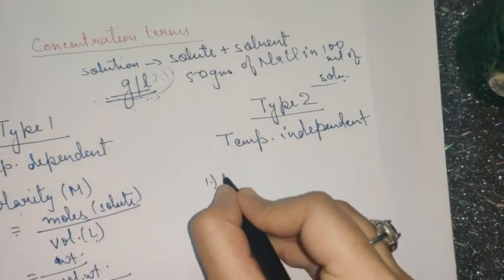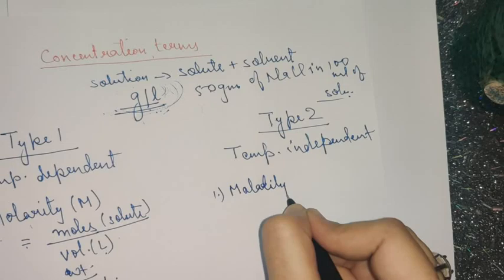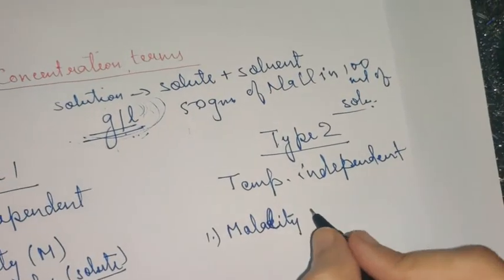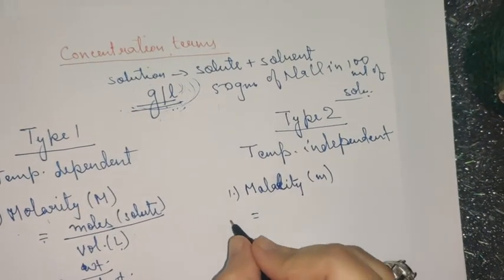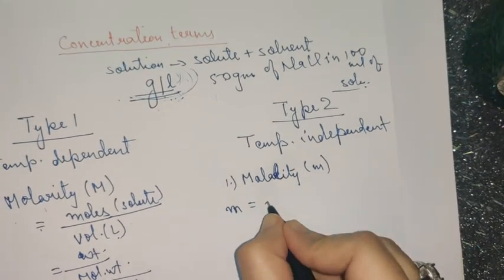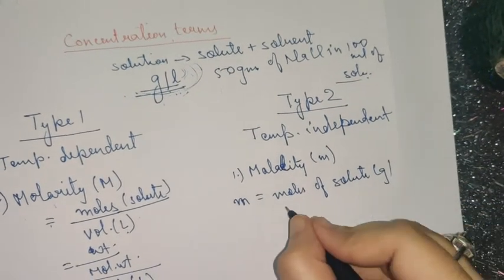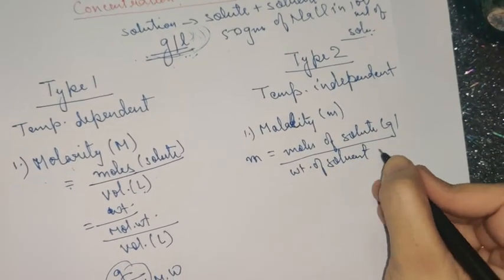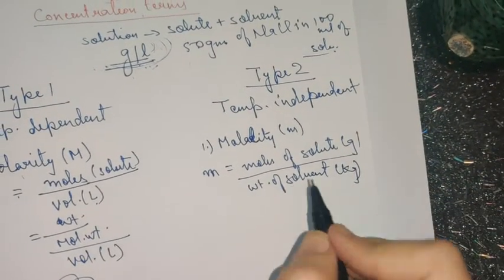Okay, now coming to the temperature independent concentration terms. The first one is molality. Molarity is indicated by capital M, and this is molality, which is indicated by small m. Now molality, the small m, is equal to moles of solute upon weight of solvent in kg. Now can you see any volume involvement here? No. That is why it is temperature independent.